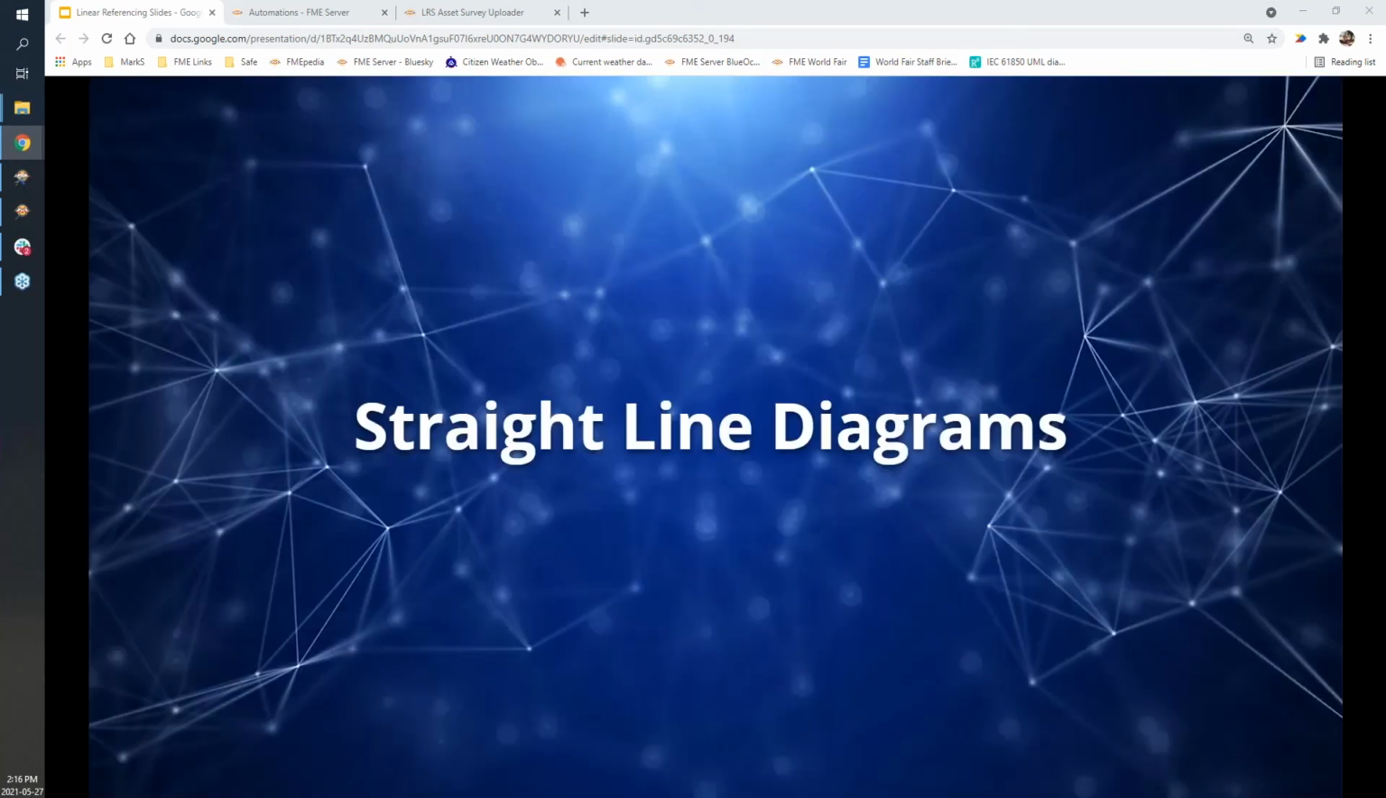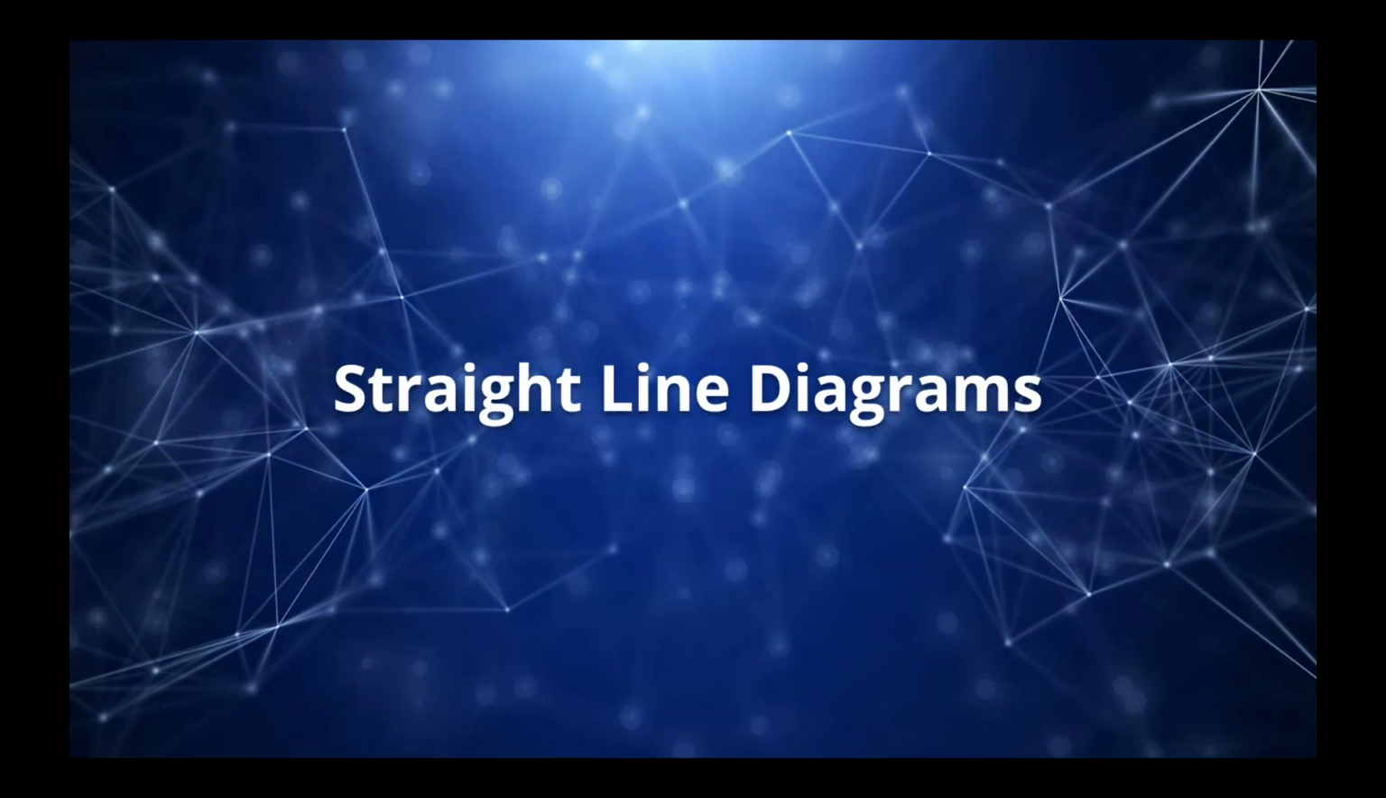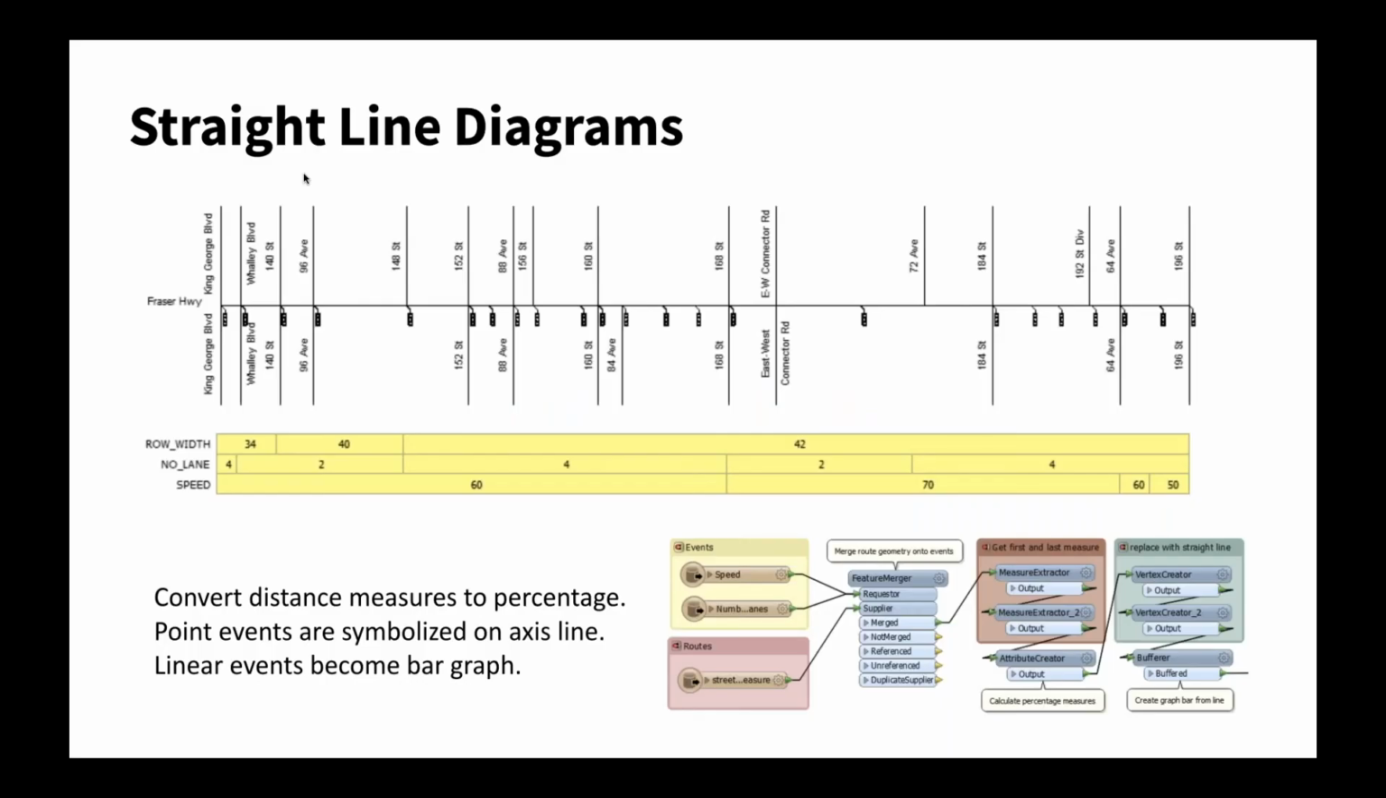Now I think Dave is going to give us an example of working with straight line diagrams within the linear referencing arena. Straight line diagrams are a way of representing your road network or your pipeline network or any other route type network in an easier to understand way. Basically, we have the route laid out as a straight line from left to right, and then all the events or all the interesting parts of that route are simply laid out along it. It doesn't represent the real world, but it's much easier to understand.